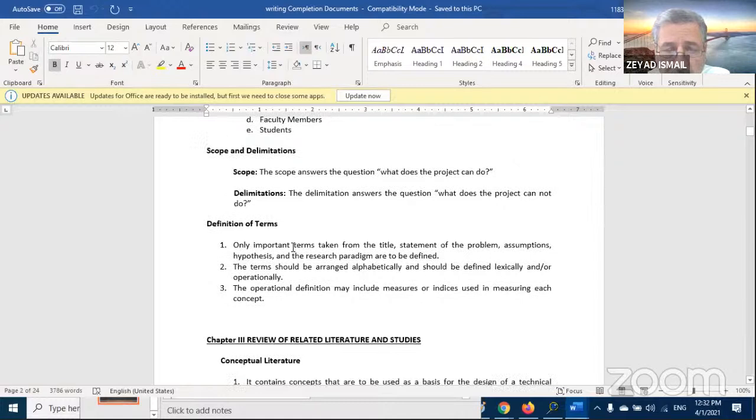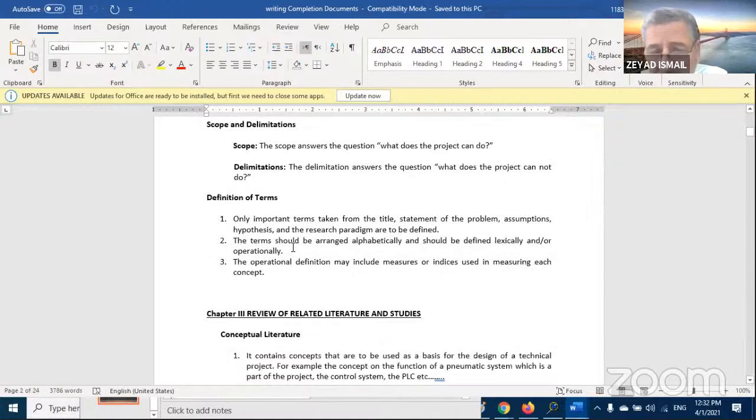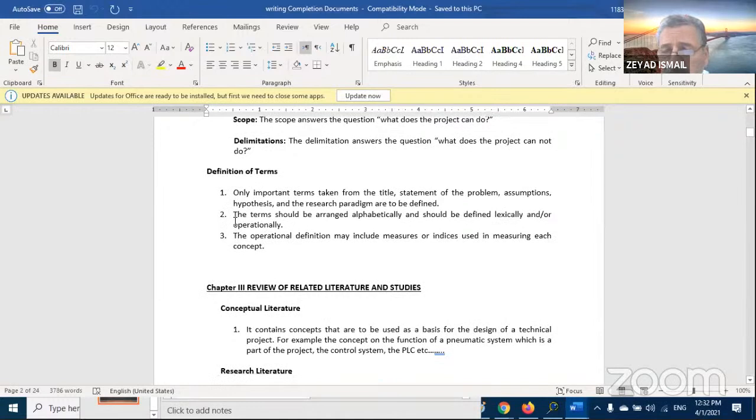Scope and delimitation. The scope answers the question, what can the project do? And the delimitation answers the question, what can the project not do? That means the obstacles that might happen with the project, I mean with the student project. Then he will give definitions of terms that are used in his project one by one, which are related maybe to the IEEE, such as names and safety.